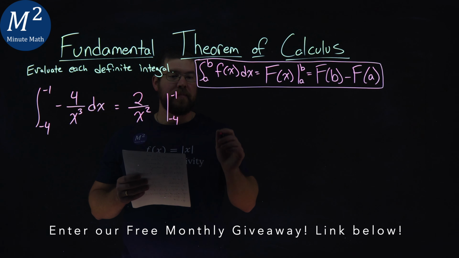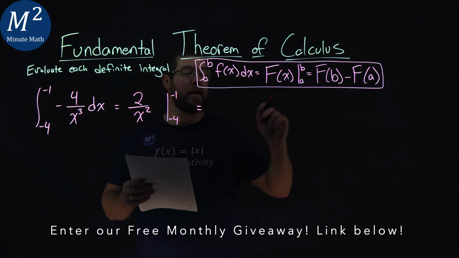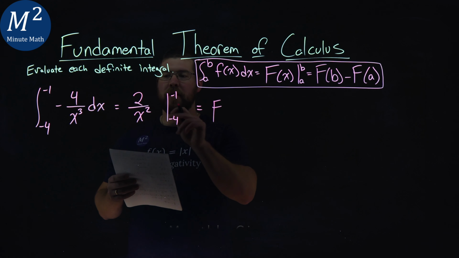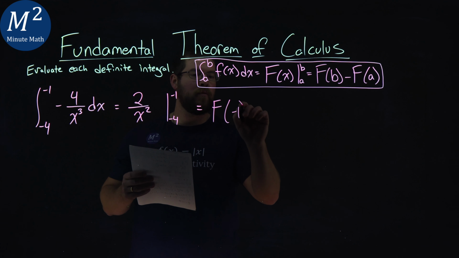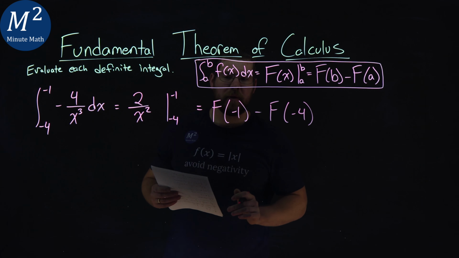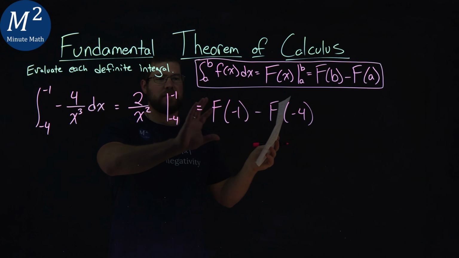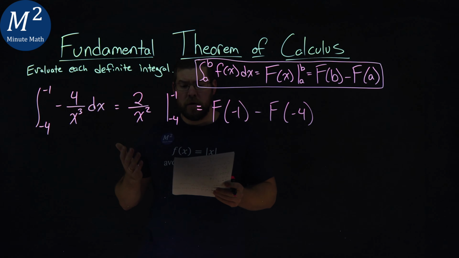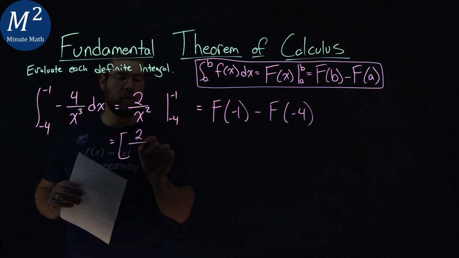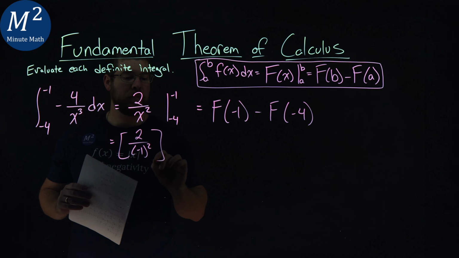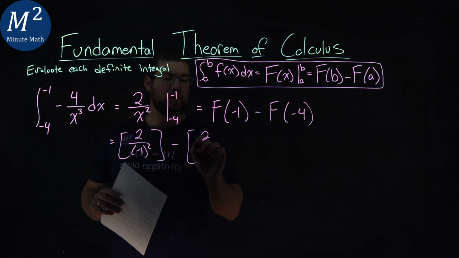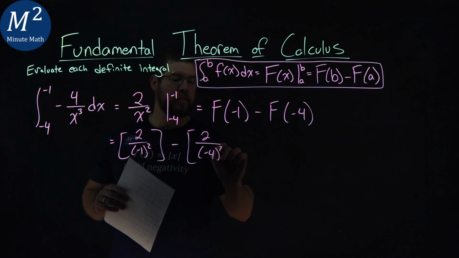Okay, all right. That is equal to our F of b minus our F of a. So that's going to be the F, capital F being the antiderivative here, of -1 minus F of -4. This makes it a little easier to see just kind of what we're doing here, plugging it in. So let's go do that. We're going to plug -1 into our function. Brackets here, 2 over -1 squared. Subtracted by, we'll plug -4 in for x. 2 over -4 squared.